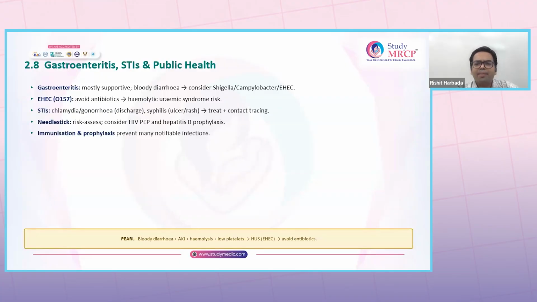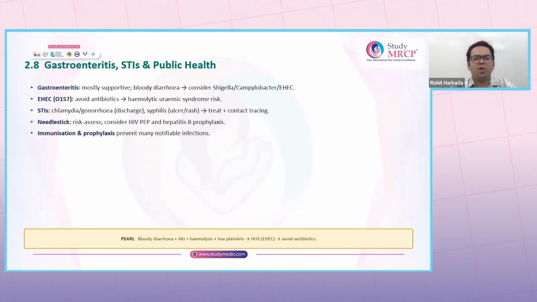Okay, now just to recapitulate, the last part of this topic is about gastroenteritis and the sexually transmitted infections and what is called as the public health, which is very, very important. So gastroenteritis, we all know that if you are passing a lot of stools, which is going to be more than 3 new stools per day, which is lasting for less than 14 days, associated fever, abdominal pain, vomiting, etc. is called as gastroenteritis. So more than 3 stools, less than 14 days, it is gastroenteritis.